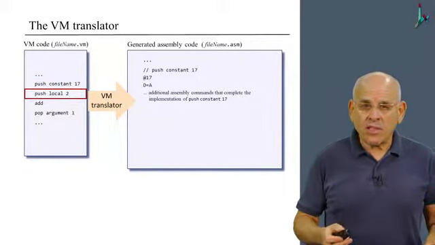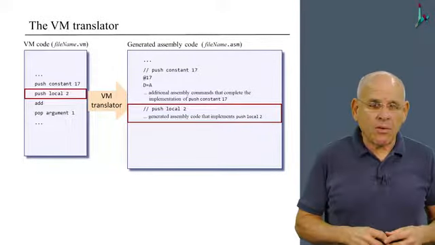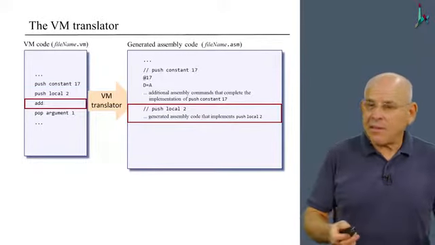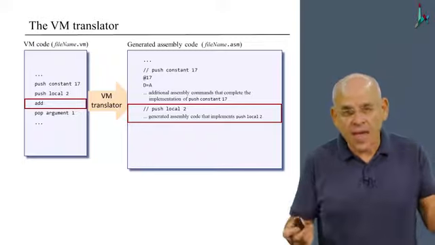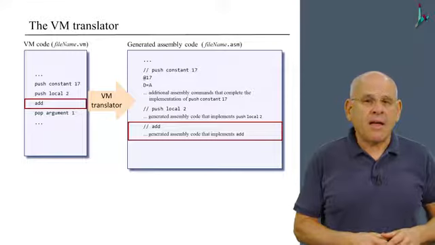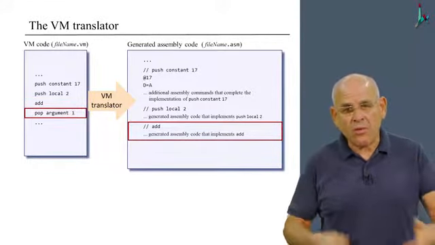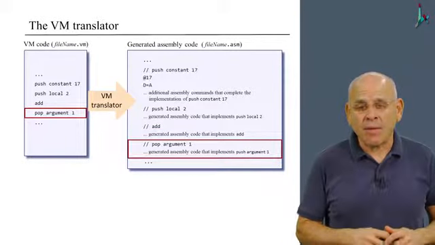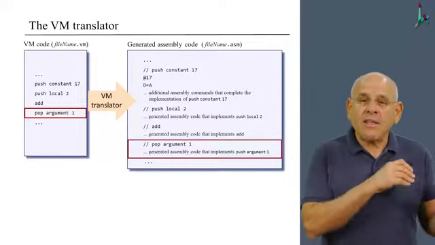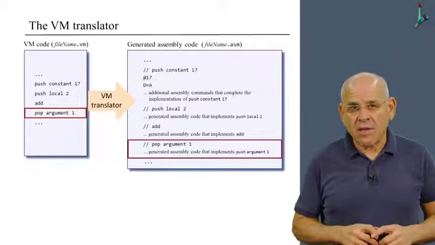Then it moves on to the next command, it parses it also, and then it generates the assembly code that realizes push local 2 on the target platform. Then it does the same with add. It reads add, and it does some hocus pocus in assembly that causes a stack-oriented add operation. Pop local 2 is translated into a set of assembly commands that represent pop local 2, and so on and so forth until the end of the input file. So that's what the VM translator is all about.